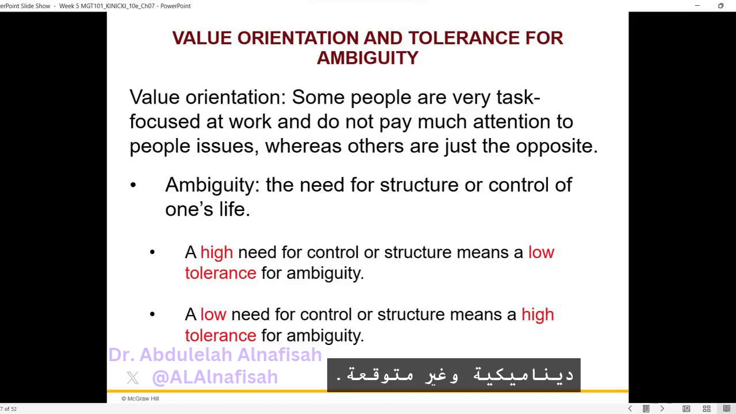It's important to note that these orientations and tolerances for ambiguity can vary among individuals and can be influenced by personal traits, experiences, and cultural backgrounds. Understanding these differences can help individuals and organizations navigate diverse work environments, improve communication, and foster collaboration.